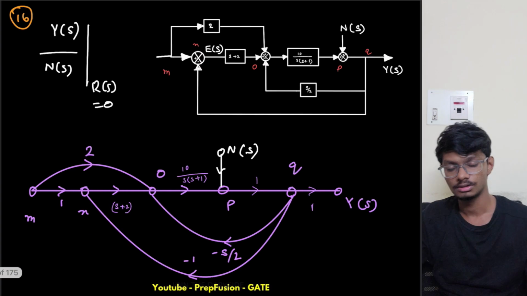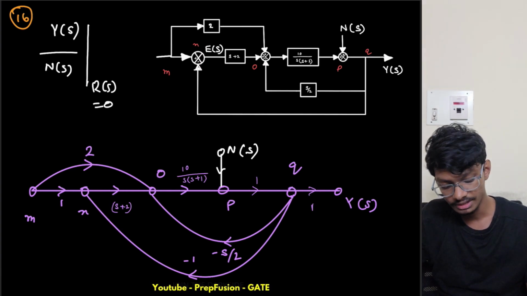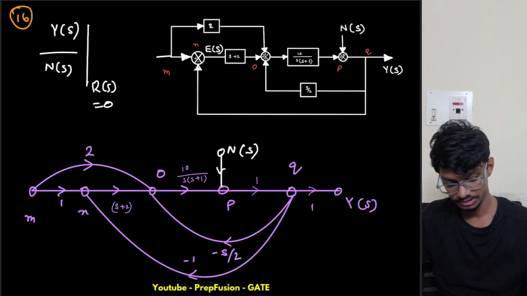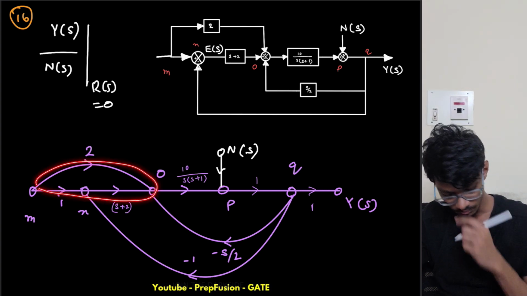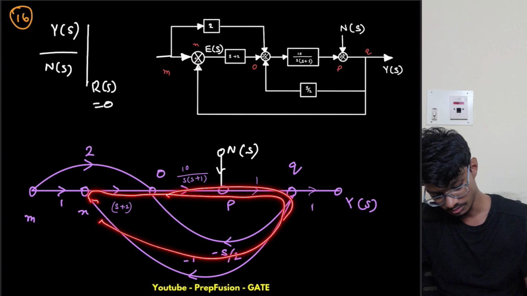Now what is the associated loop gain factor? Are there any isolated loops? How many loops are there? This isn't a loop. But like this, right, this is a loop and this also is a loop.